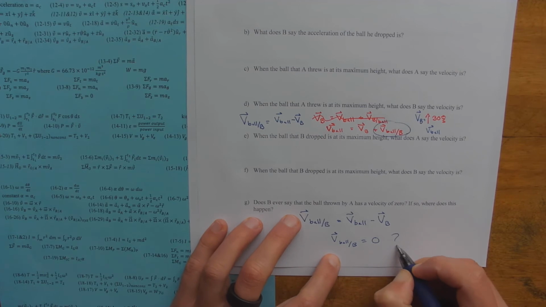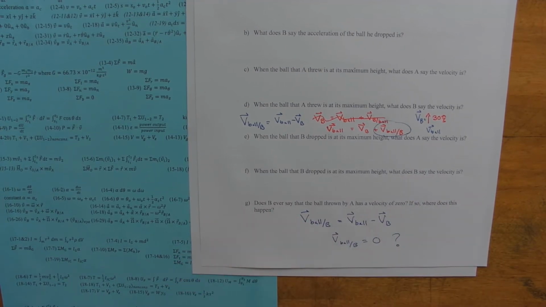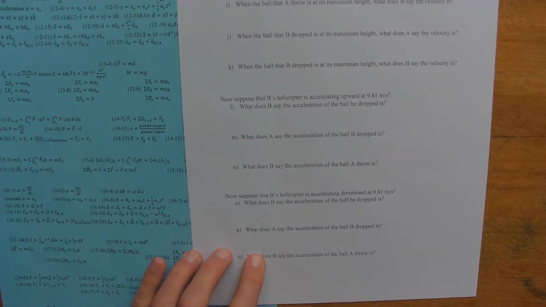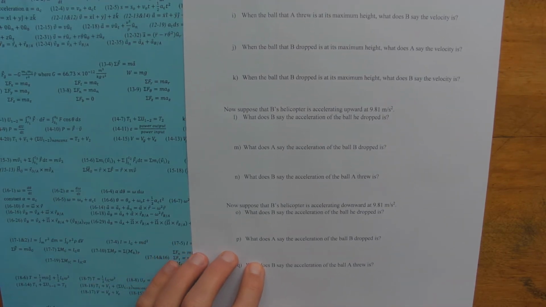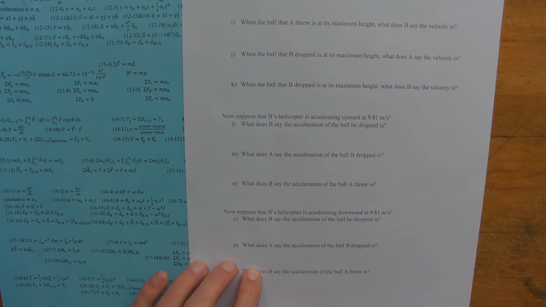Does this ever happen? So you can plug that into the equation, plug this into here to find what the velocity of the ball would be when B says the velocity of 0, if that ever happens. Hope that makes sense. Okay, then on the next page, we have, now suppose that the helicopter that observer B is flying in also has a horizontal component of velocity.